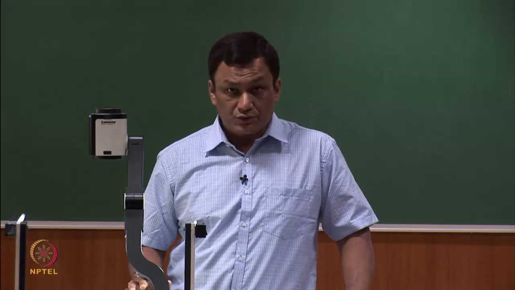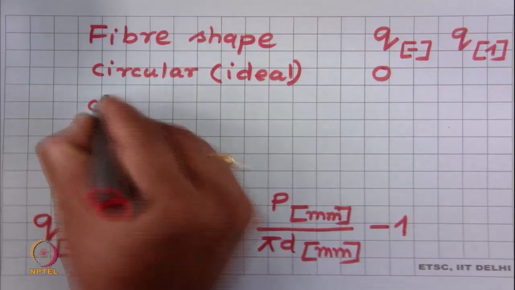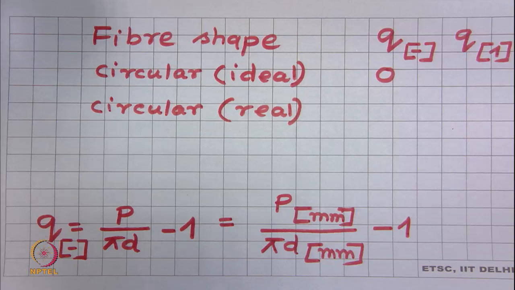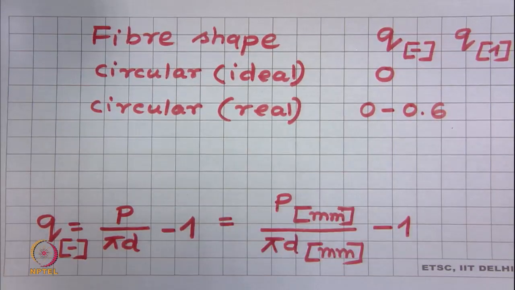If a fiber is ideally circular, its shape factor is 0, but often in practice we hardly see a fiber cross section that is circular. We see little deviation from circularity. For example, polyester fibers, man-made fibers, synthetic fibers, they are not ideally circular, but we often say they are practically circular. So, if you cut the cross section of such real circular fiber, you will see their value of q will lie from 0 to say 0.6 typically.